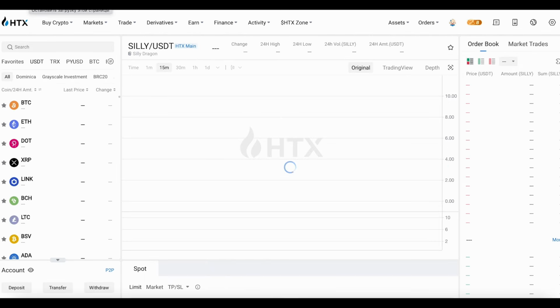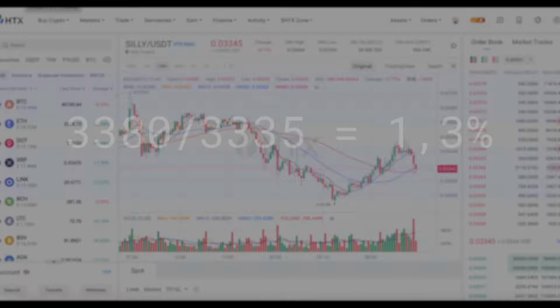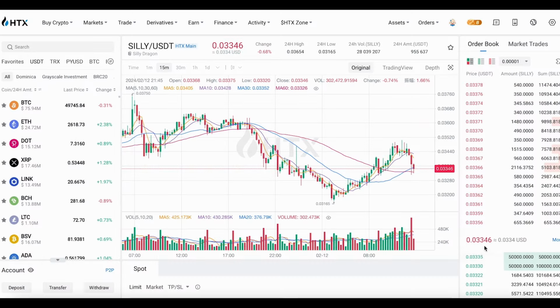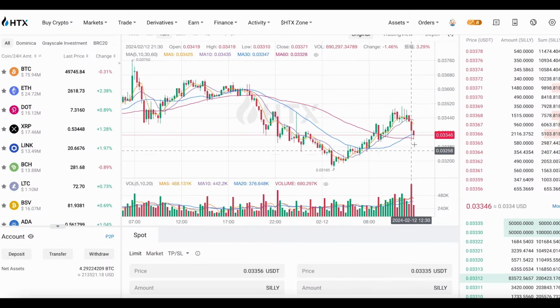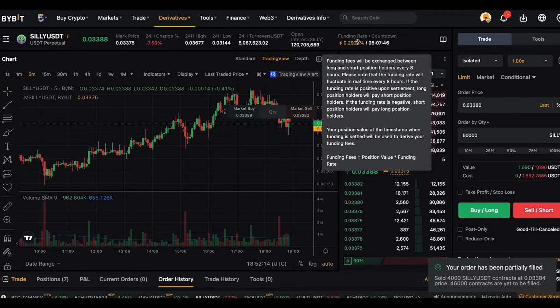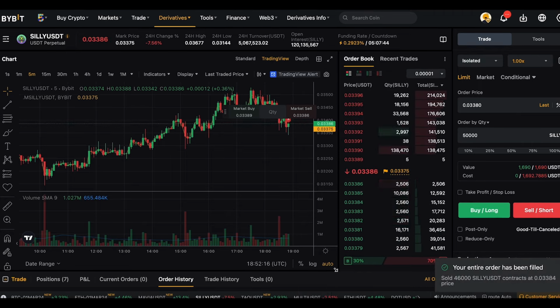Updating statistics is a bit slow. Let's see 0.338 and 0.333. So 0.338 divided by 0.335 is about 1.3%. Here it will be 1.5%. We are waiting for the closure. Considering that the candle is going down a little bit, we might catch it. Additionally, the financing rate is calculated every 8 hours, and it's quite good now.